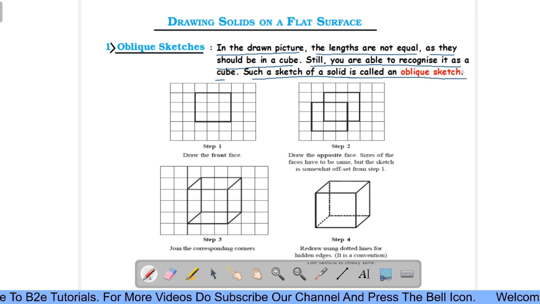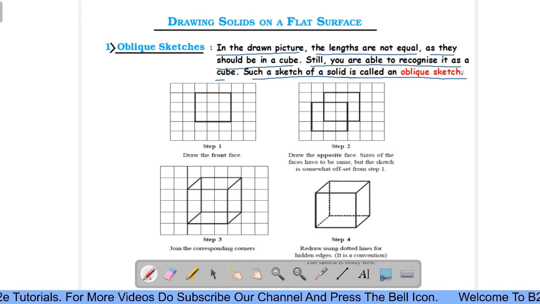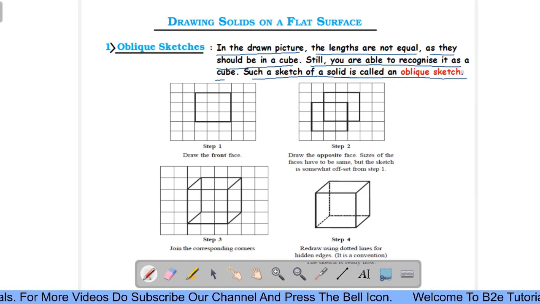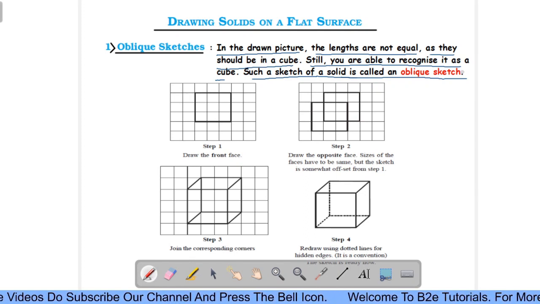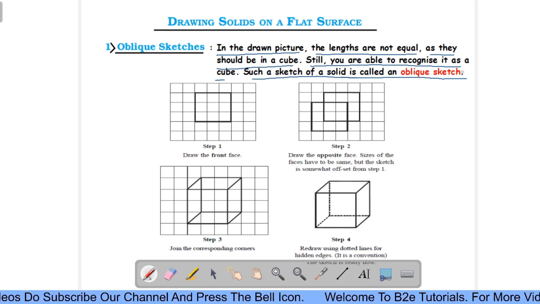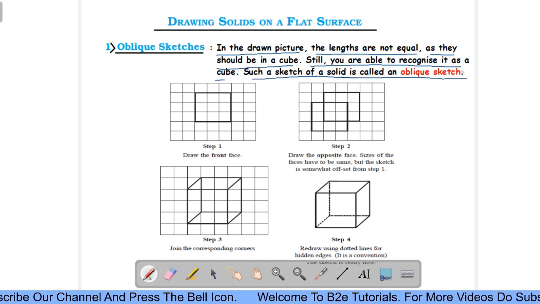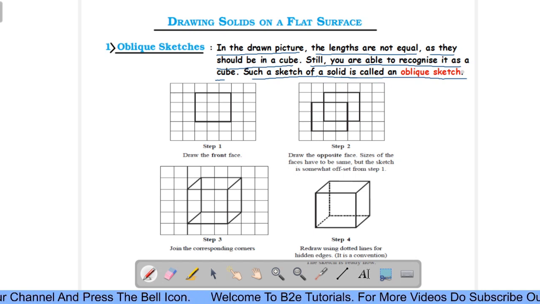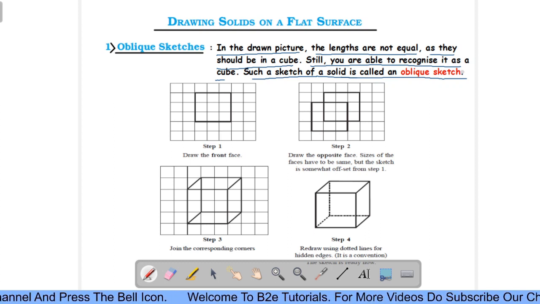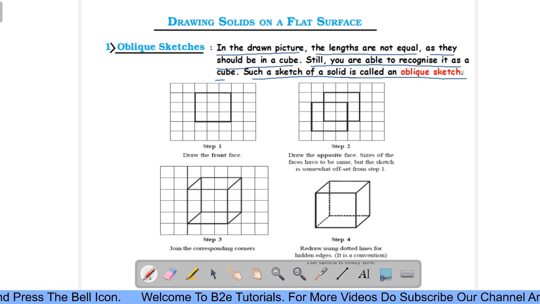Such a sketch of a solid is called an oblique sketch. What is an oblique sketch? It is a rough diagram of a three-dimensional figure whose lengths are not actually the lengths of the given figure, but it looks like that figure. For example, say a cube. If you draw an oblique sketch of a cube, the cube is a three-dimensional figure. How will you draw its sketch as a two-dimensional figure?